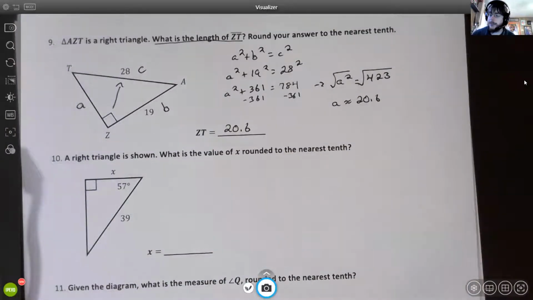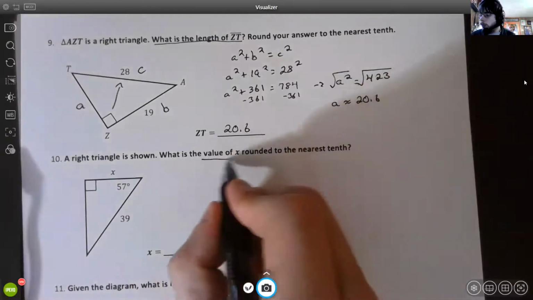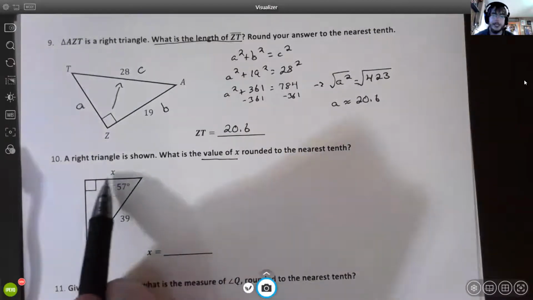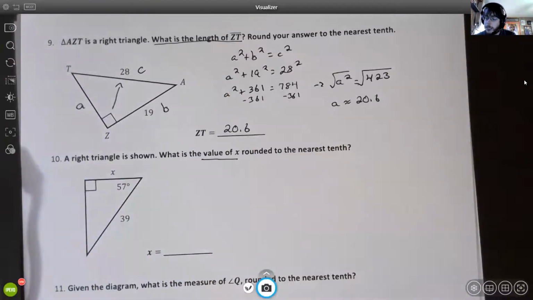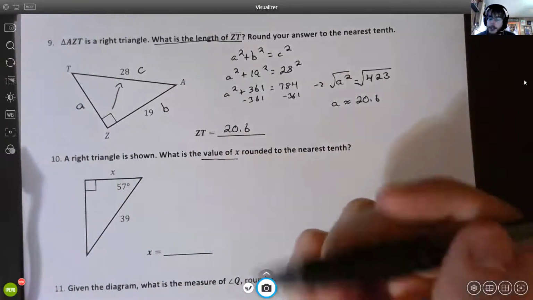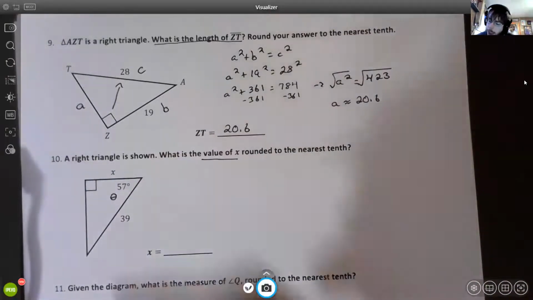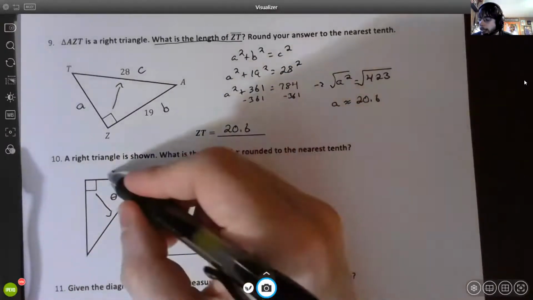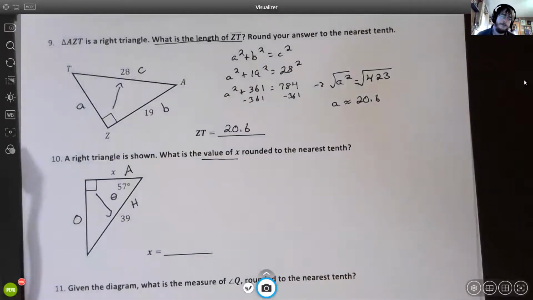All right, number 10, it says a right triangle is shown. What is the value of X rounded to the nearest tenth? So we're looking for X, and is X a side length or is it an angle measure? Well, X is here outside the triangle on a side, so we're looking for a side length, and we're given one side and one angle, which means we need to use trig. So our 57 degrees is our theta. Our hypotenuse is opposite the right angle, so that means 39 is H. X is touching theta, so that means it's A, and our blank side is the opposite.